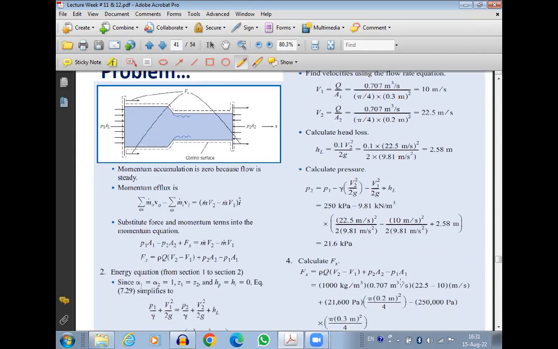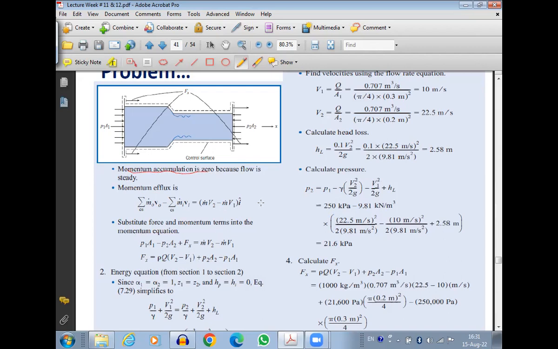Let's discuss the momentum terms. This is the summation of momentum outlet minus summation of momentum inlet. Since there is one outlet and one inlet, the summation will be gone. So it will be m dot v2 minus m dot v1. This will be the momentum effects. Now if we substitute the values, we get P1A1 minus P2A2 plus Fx equals m dot v2 minus m dot v1. Already mentioned that the momentum accumulation term will be 0.